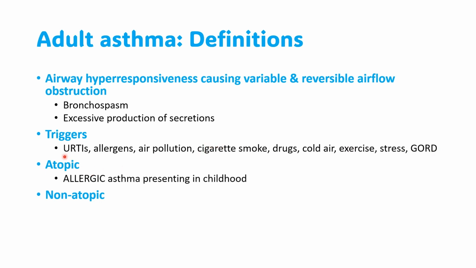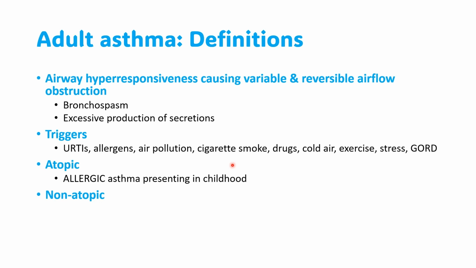We have atopic asthma, and I want you to remember this as being allergic asthma. This is typically going to present in childhood. In terms of it presenting in childhood, I like to think about it in terms of the different sexes. Being of male sex is basically a risk factor for developing childhood asthma. But if you're female, it's more likely that girls will continue to have asthma into adulthood.